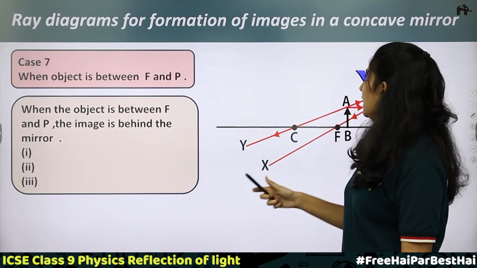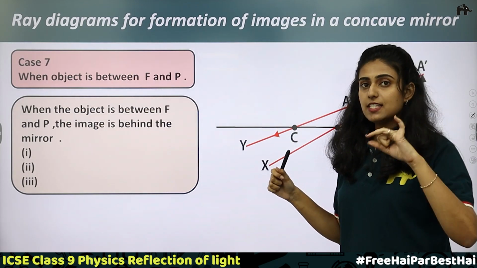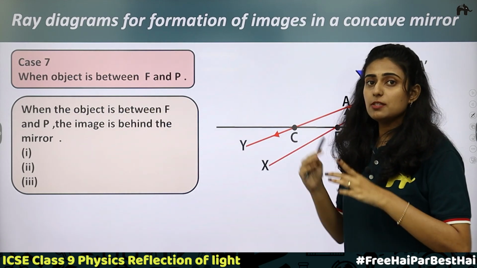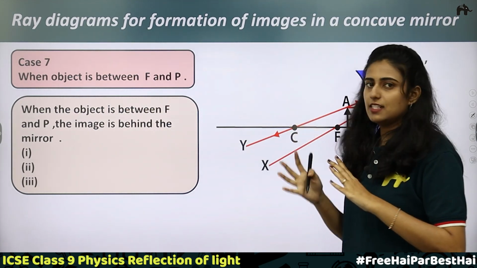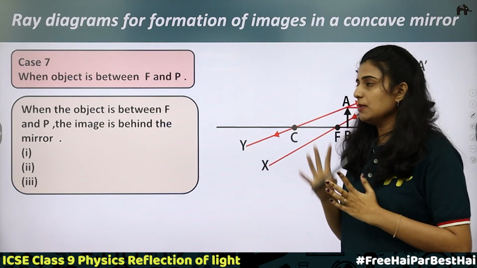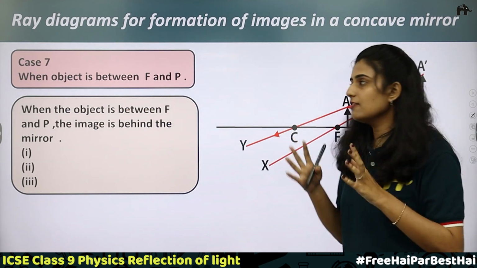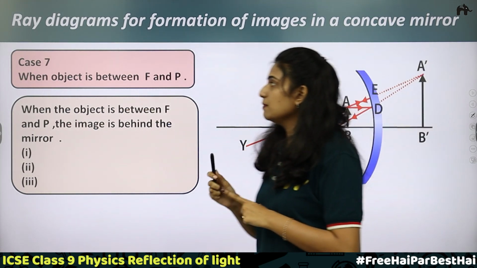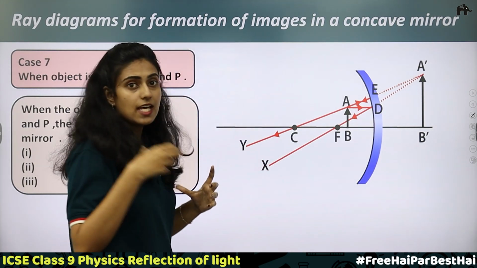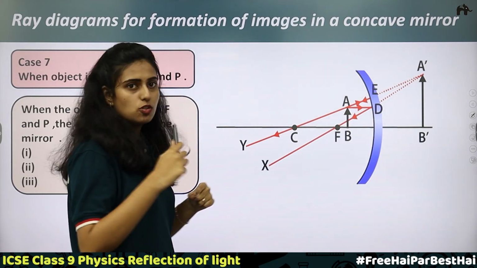Now, the final case with concave mirror, case 7. Of this, the first, third, fourth, fifth, sixth and seventh are very important. Second case is almost similar to the first case. We have just considered a far away object, not that the object is at infinity. Infinity means you are considering the sun. Far away object means you are considering any tree which is at a very large distance. So, when the object is between F and P, you will be getting the properties of image to be very different.